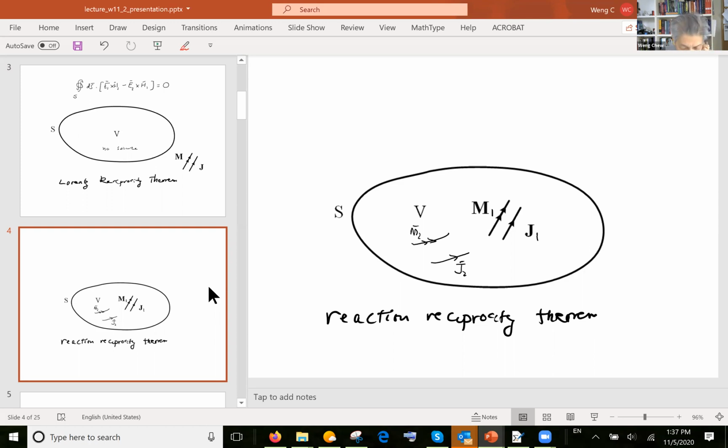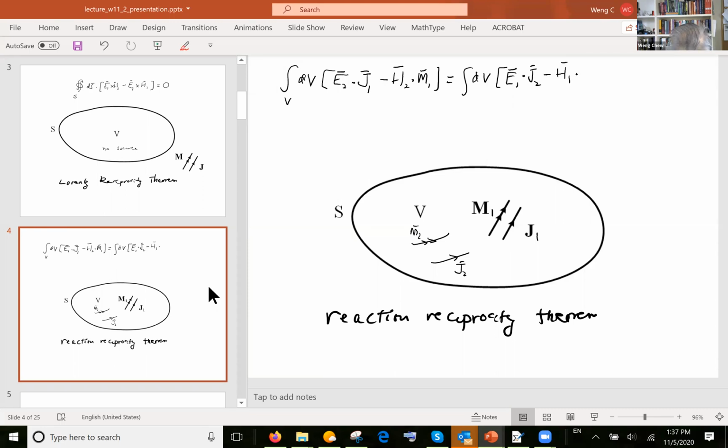And then you can come up with this relationship that says that the volume integral of these sources, when you dot product them, like you take the electric field from experiment 2 and dot with J1, and then you take the magnetic field from experiment 2, dot with the source from experiment 1, and then this should be equal to the opposite experiment. You take the field from experiment 1, dot with J2, and then H1 dot with M2, I think.